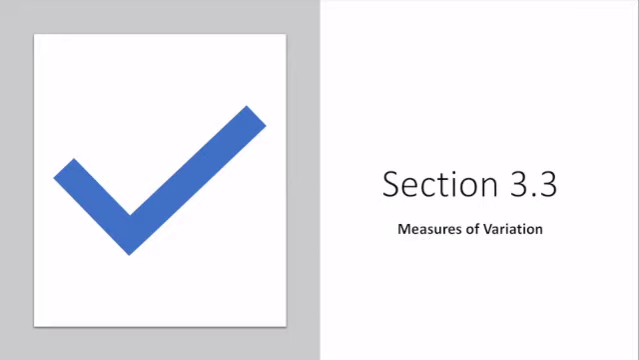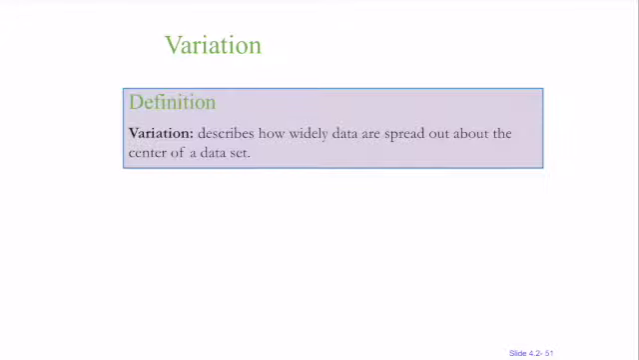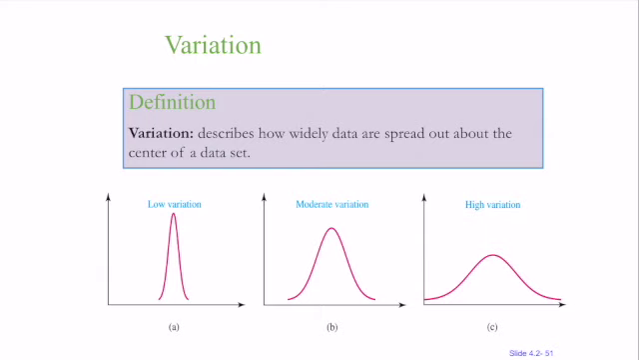So now I want to talk about measures of variation and what that means, because we just talked about measures of center, but what is variation? Variation describes how widely data are spread about the center of a data set. For example, this normal curve right here is low variation because the data is not very spread out. This has moderate and this has high variation, right? The data values are really spread out.